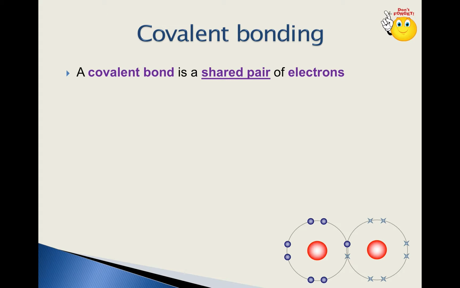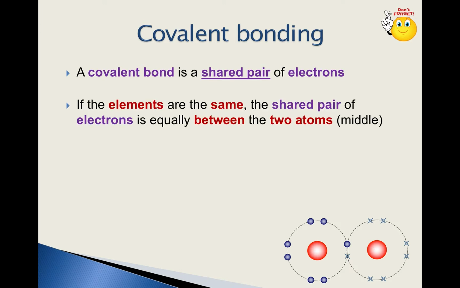And in the bottom of this slide we can see a picture where we've got a molecule, and that's chlorine, and we can see a shared pair of electrons between the two atoms. If the elements are the same, then the shared pair of electrons will be equally between the two atoms, i.e. between them directly in the middle. And we can see that in this case.